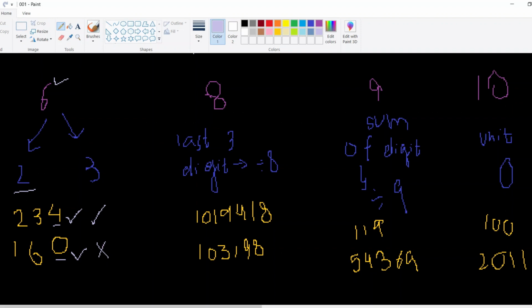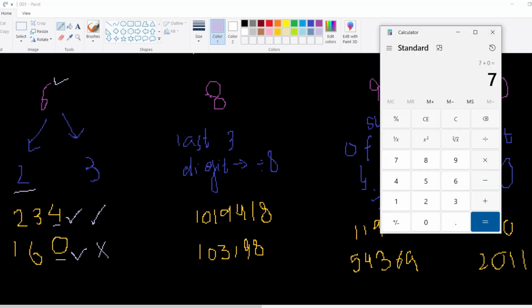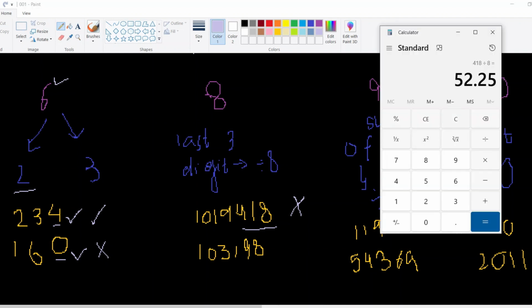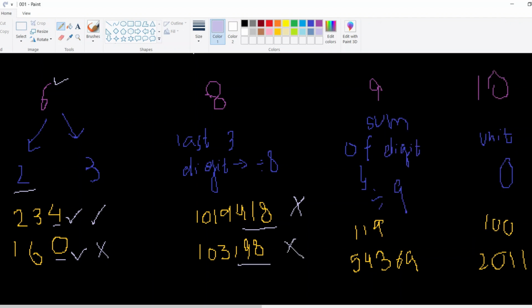For the 8, let's check the last 3 numbers. 418 here. Is 418 divisible by 8? It's not. This number would not be divisible by 8. I'm using a calculator. Depending upon your grade, you can use a calculator or you can just use a rough book. 198, is it divisible by 8 or not? No, it is not divisible by 8. So this number is not divisible by 8 as well.